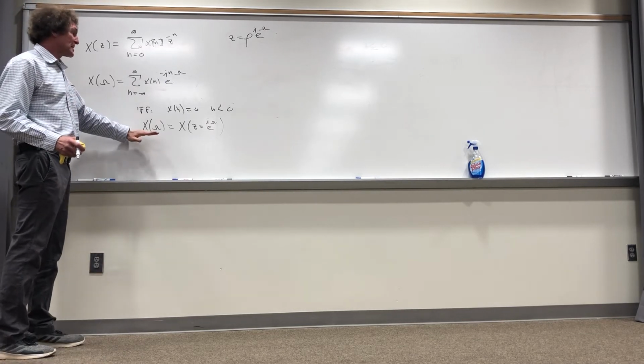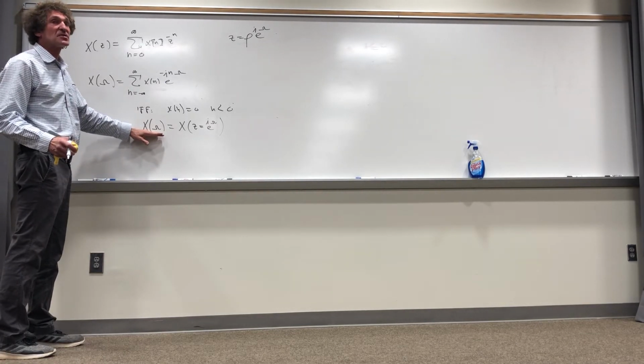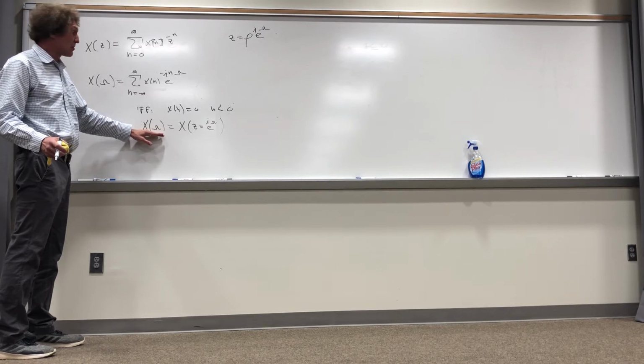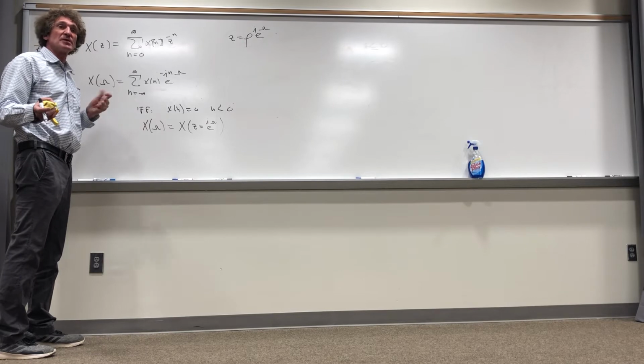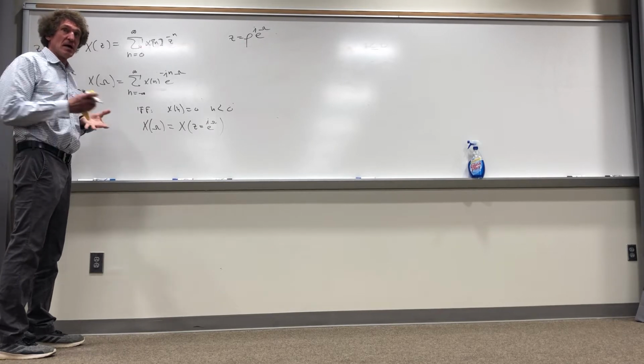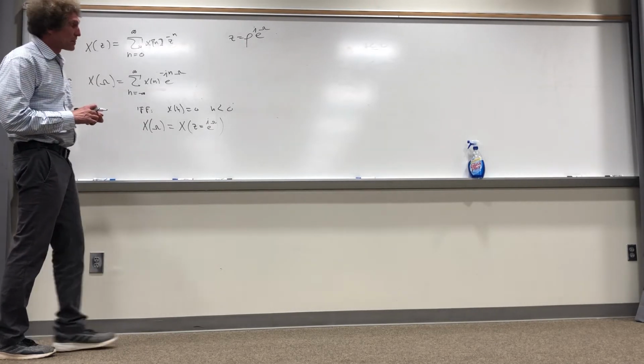So that means if that's the case, DTFT and Z are the same. If all the values for n less than 0 are 0, you can get the DTFT from the Z transform. In other words, understand, class? A couple things about the Z transform.